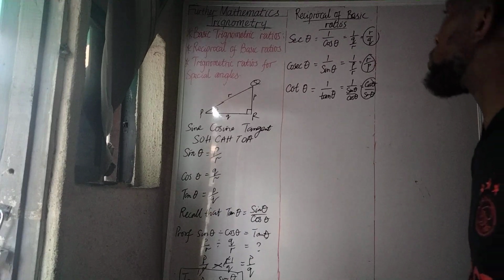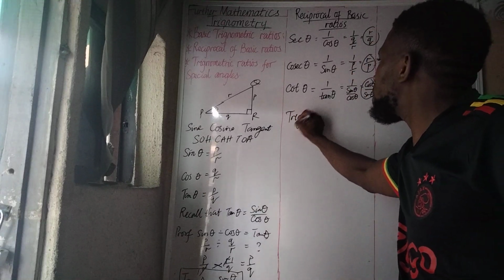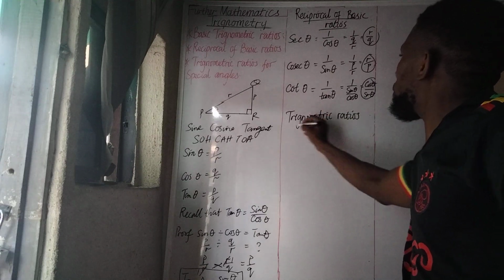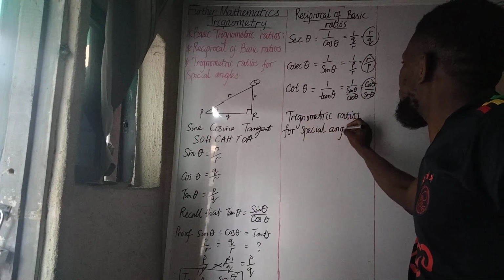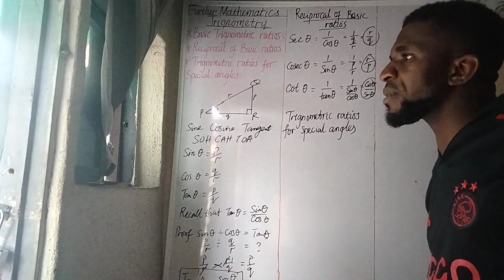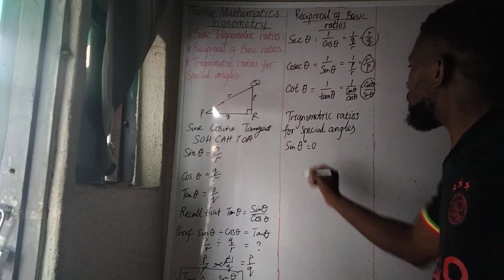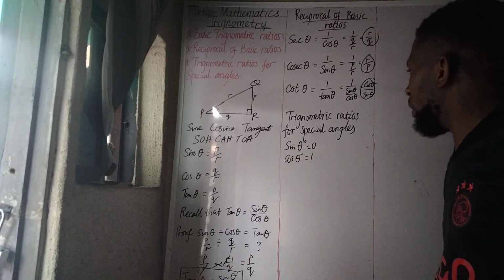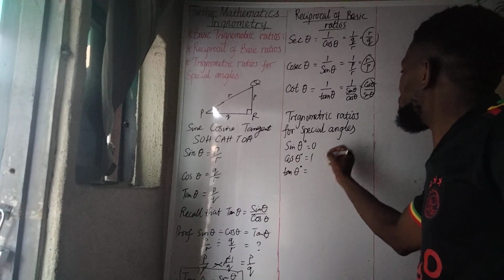So let us move to trigonometric ratios for special angles. Now, we start with 0 degrees. Sine 0 degrees is equal to 0. Cos 0 degrees is equal to 1. Tan 0 degrees is equal to 0.